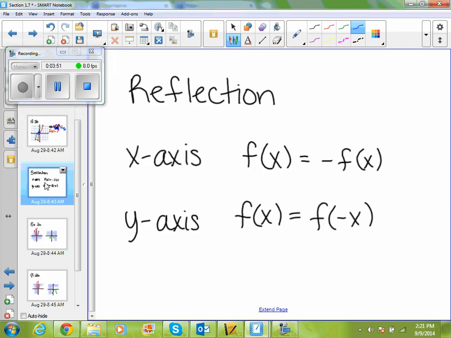Okay, so let's look at reflecting graphs, because that's the third type of transformation you can have, a reflection. If you're reflecting it over the x-axis, all that does is change the function to be negative. So it would be negative f of x. If you're reflecting it over the y-axis, then you're changing your x, not your whole function. So it would be f of negative x. All you're doing is changing the x value, not the whole function.